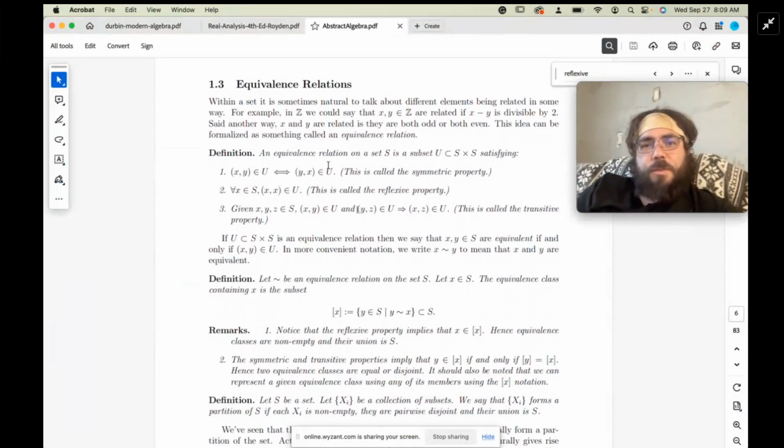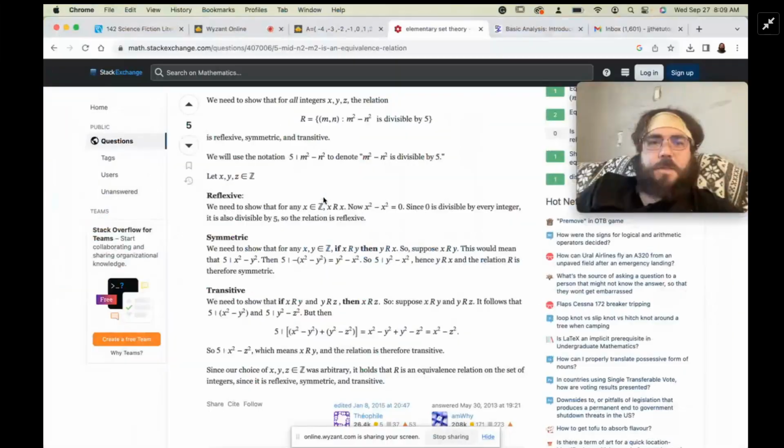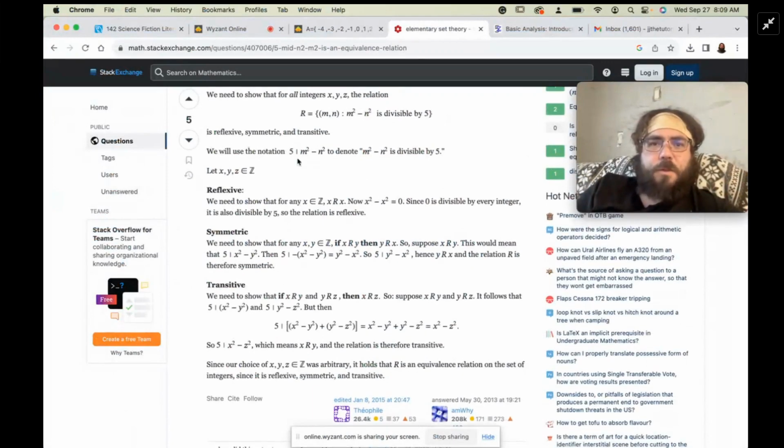So an equivalence relation is going to be symmetric, reflexive, and transitive. So most of these are pretty straightforward stuff. It's not difficult. You just have to know the definitions, and if you're not reading the book and reading the definitions, you're going to be in trouble.